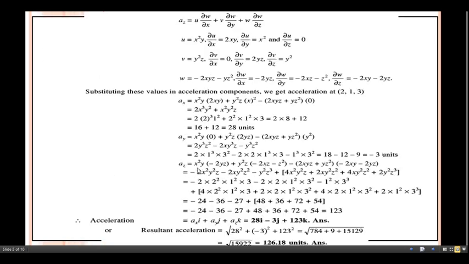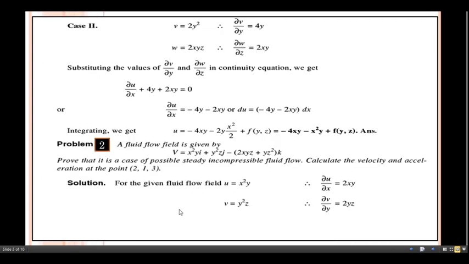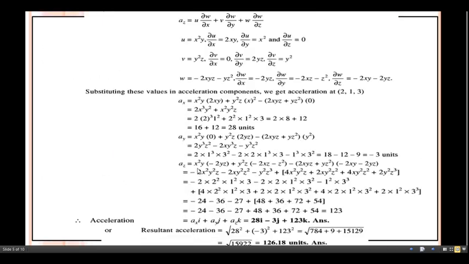a_z equals, so this term with us is this one, u into ∂w/∂x. So u is already with us, the u term is here, u x squared y. So what about the next one? This term is nothing but the next ∂w/∂x. This term is already with us, ∂w/∂x is nothing but minus 2yz.